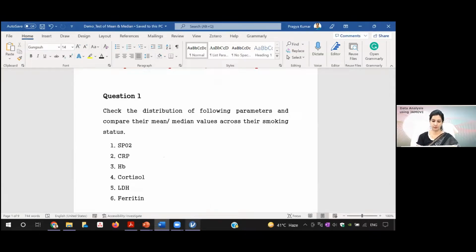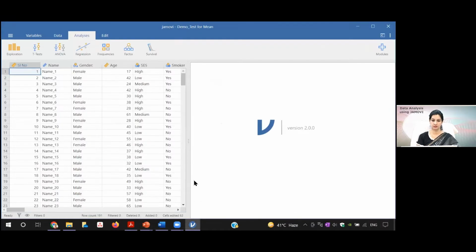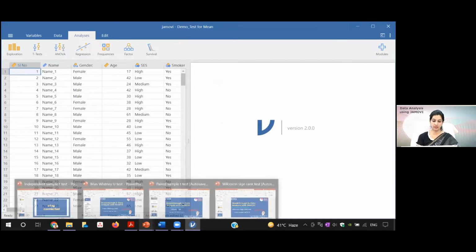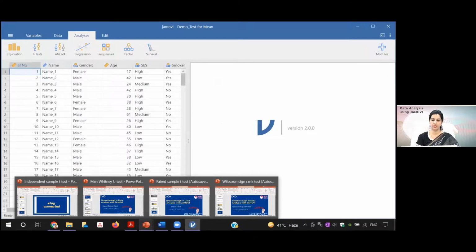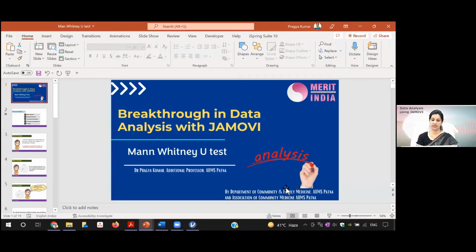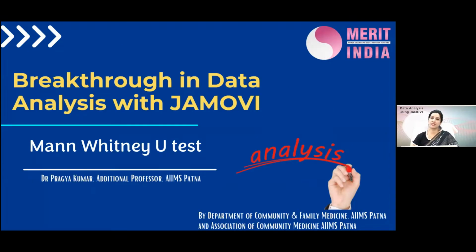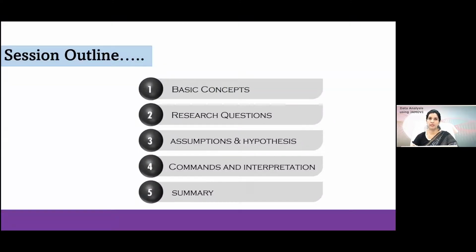And before I move to this Jamovi showing, let me brief you regarding the Mann Whitney, because we are going to learn both the tests together. In SPSS the options are different, but in Jamovi the same interface is there, whether you have to do an independent sample t-test or a Mann Whitney test. That's why I'll brief you regarding the Mann Whitney also. So now what is this Mann Whitney test? As we have seen, this is the non-parametric counterpart of the independent sample t-test.